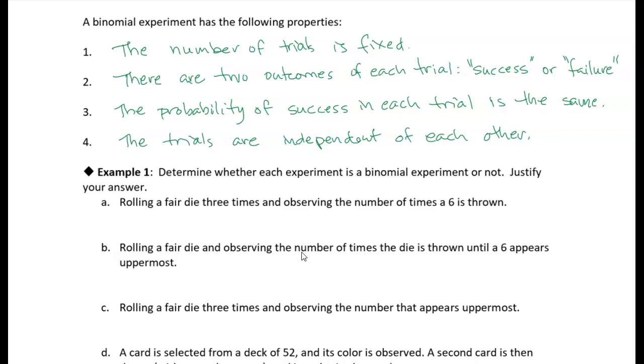So first of all, the number of trials has to be fixed, right? In this case, we're rolling the die 3 times. So yeah, we have 3 trials, right? Fixed number of trials, good. All right, so we're good on that property.